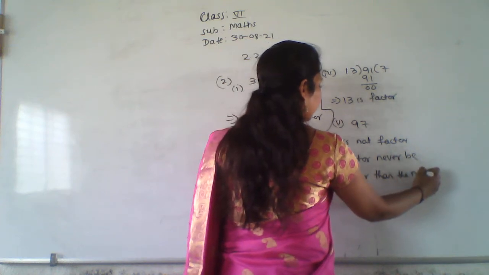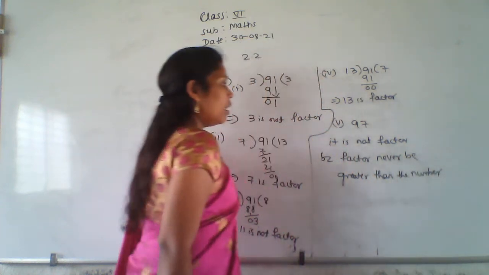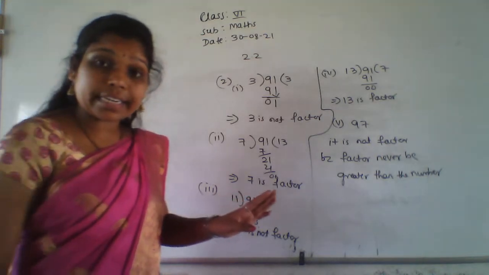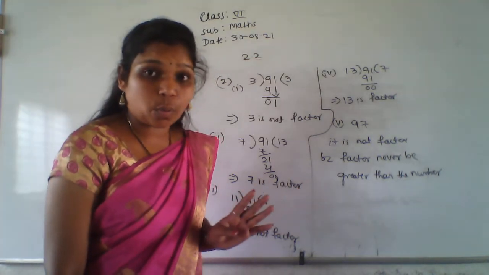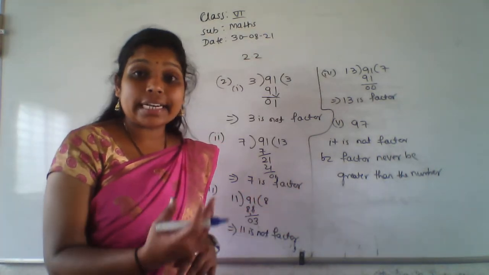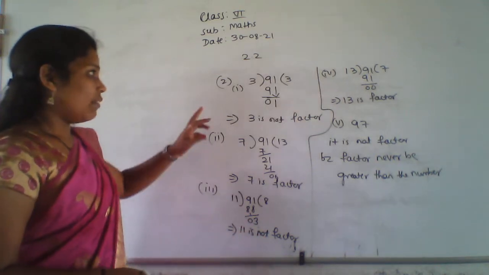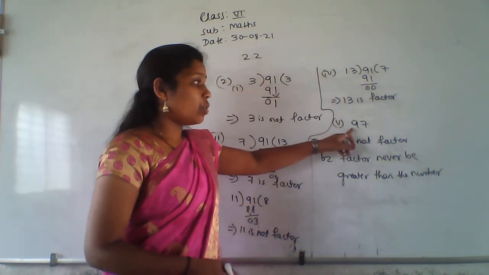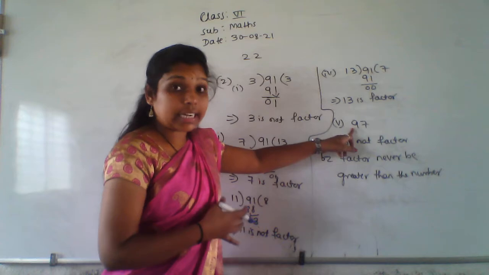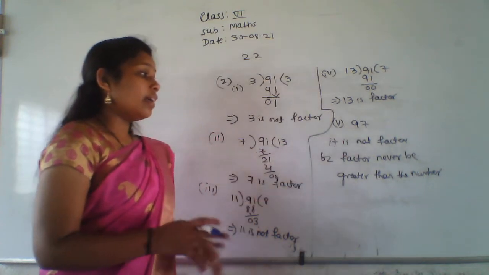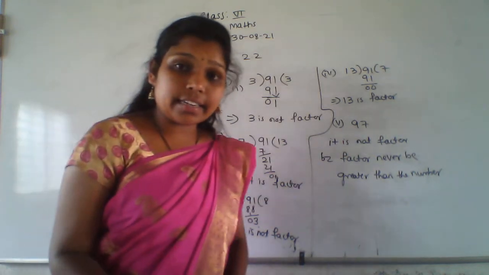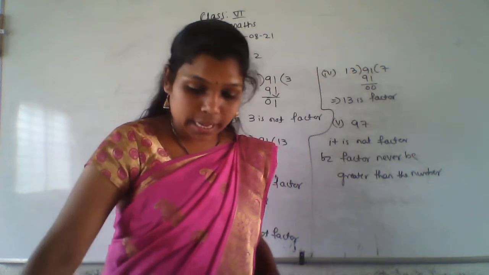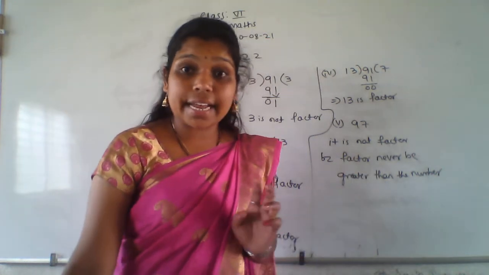Greater than the number, right? Because a factor can never be greater than the number. In multiples, I told you, the multiple may be greater than the given number, but the given number here is 91. So the given factor is 97. It can't be, right? So a factor can never be greater than the number. Okay, so we finished the second main also.